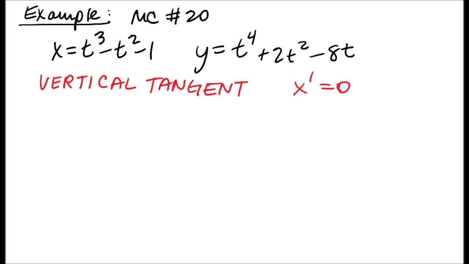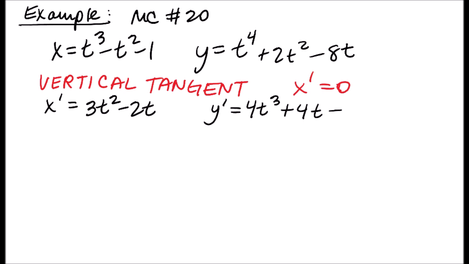So I'm going to do some work on x and y. I'm going to get x prime, and that's equal to 3t squared minus 2t. And I'll just take y prime because it's easy and I might need it later. That's 4t to the third plus 4t minus 8. It's not factorable, so I wonder what I'm going to do with that. x prime is what we need to equal 0, so I set this thing equal to 0, and maybe I'll also factor at the same time.